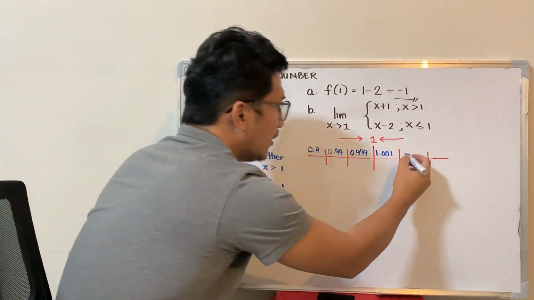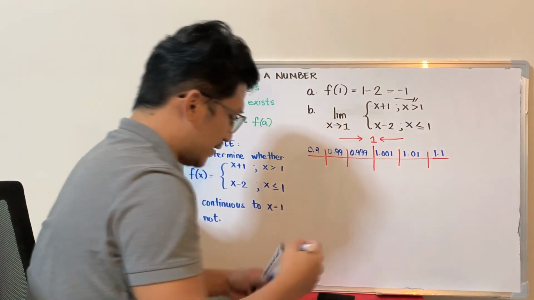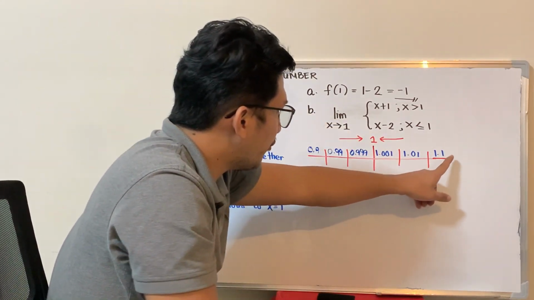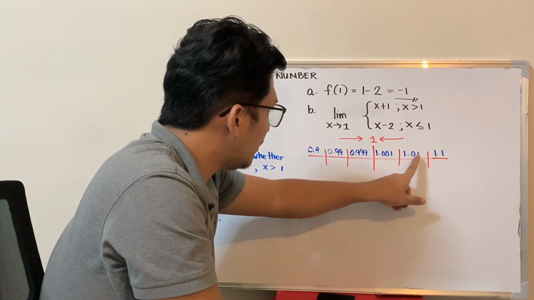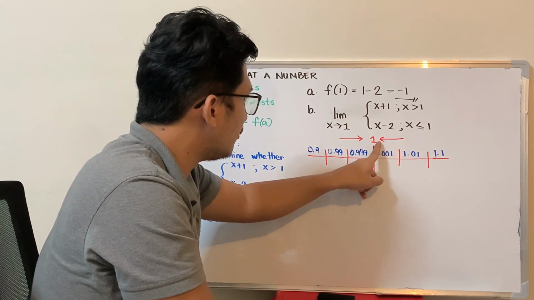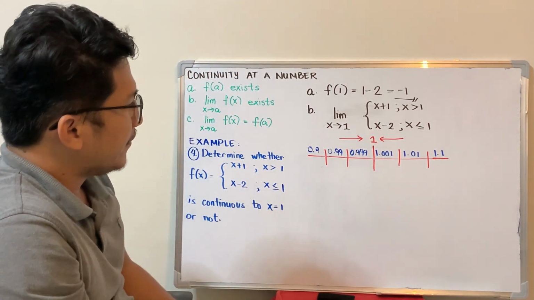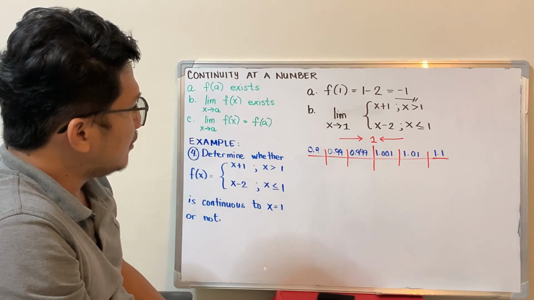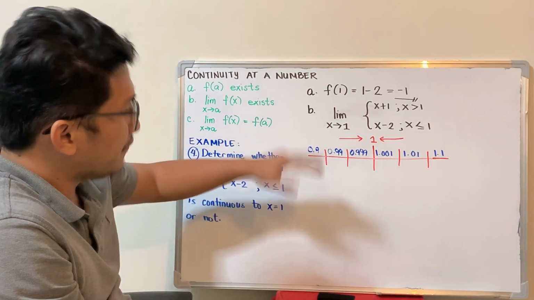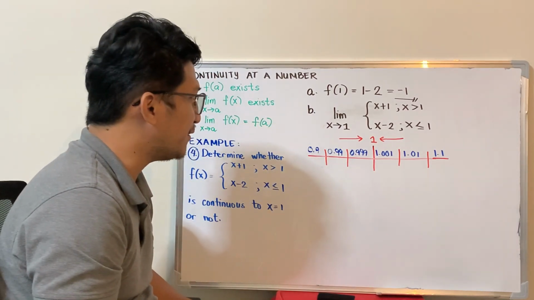Okay, but before that, you can actually say 1.01, yeah, 1.1. So in here, you can see 1.1, 1.01, 1.001, the numbers are really approaching positive 1 from the right. Okay, so next to that, you just substitute into the function. But first, you have to identify which function to use, guys, no?